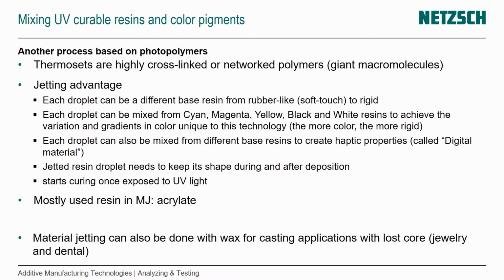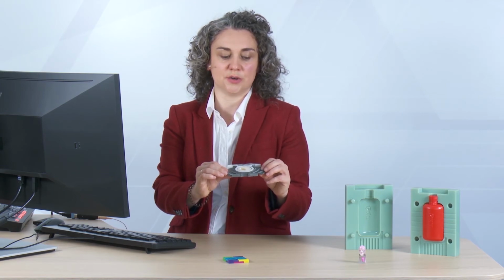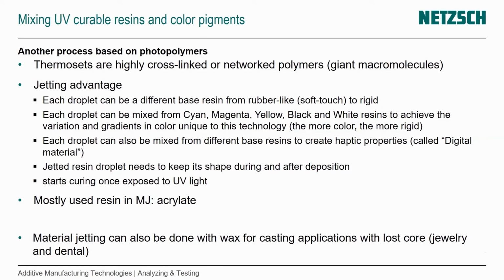Each droplet can also be mixed from different base resins to create haptic properties or digital materials. That's really what I was referring to here, that we can create gradients of rigidity or flexibility. And this was termed digital material. The jetted resin droplets need to keep their shape during and after deposition. So it can't just run, it can't splash, it can't have small droplets going off. And it has to start curing immediately once exposed to UV light, because we want this to be a very rapid process. You've seen how fast the printhead is moving back and forth.